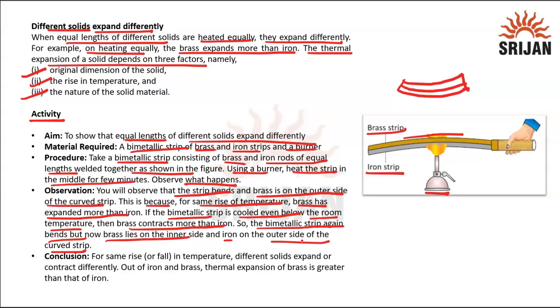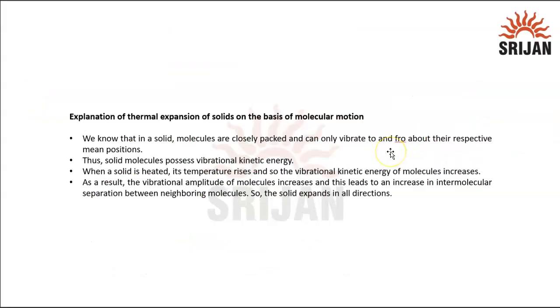So what would be your conclusion? That for the same rise or fall in temperature, different solids expand or contract differently. In the case of this experiment, the bimetallic strip of iron and brass, the thermal expansion of brass is greater than that of iron. You can also say the thermal expansion coefficient of brass is higher than that of iron.